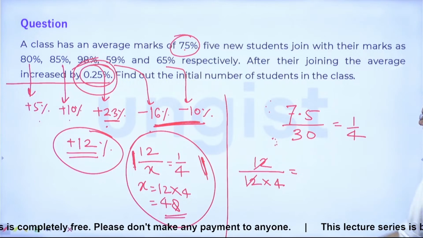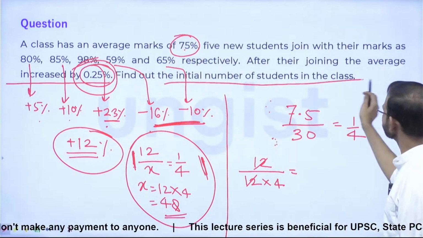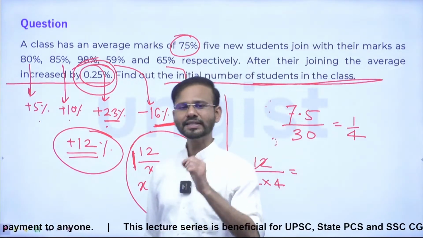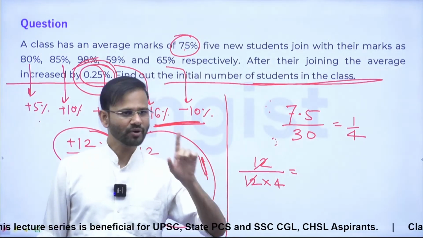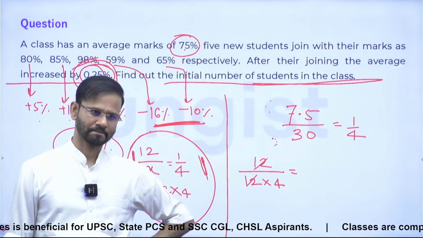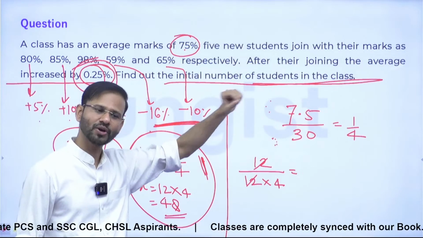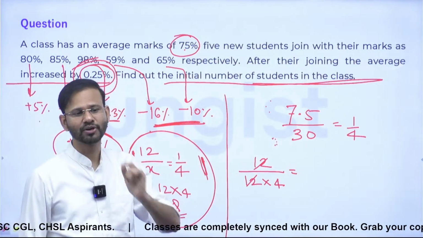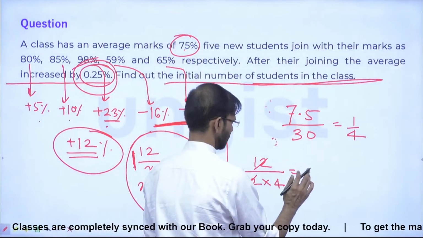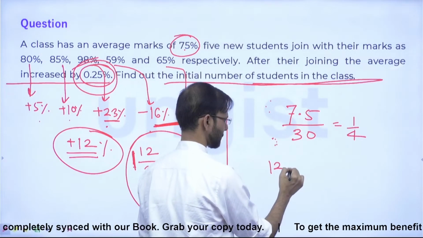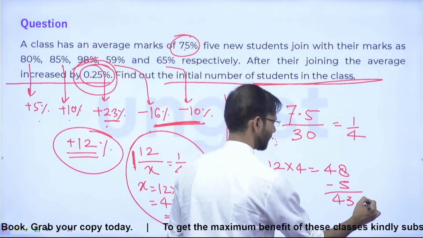Sharing, it's clear now? But wait, the question has not ended here. The question is saying find out the initial number of students in the class. See guys, right now, after the joining of 5 new children, there are 48 students in the class. The question is asking for the initial number of students in the class. So 48 minus 5, which is 43. So initially there must be 43 students in the class. The answer is 43, right? 48 minus 5, the final answer is 43 students.